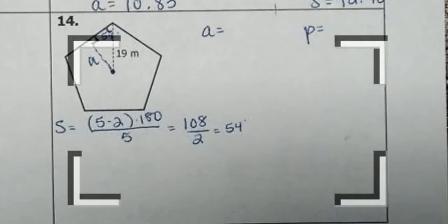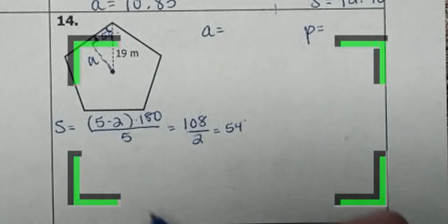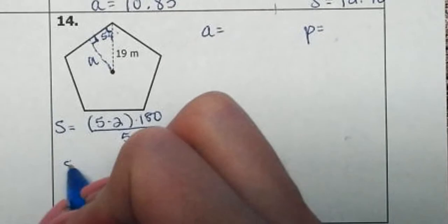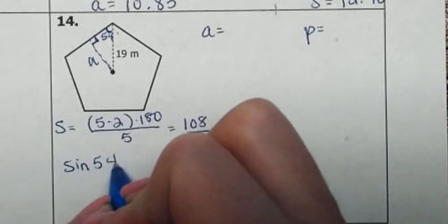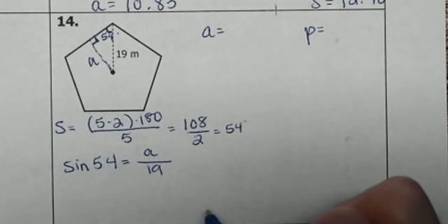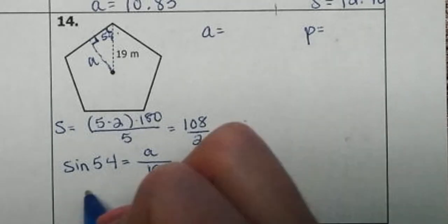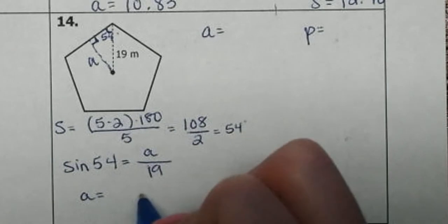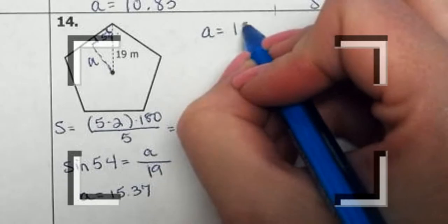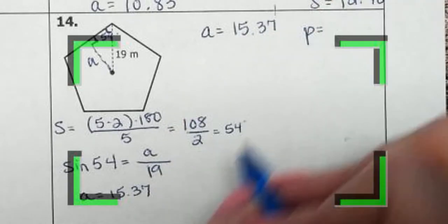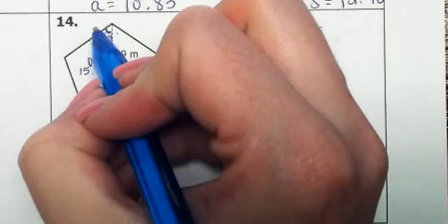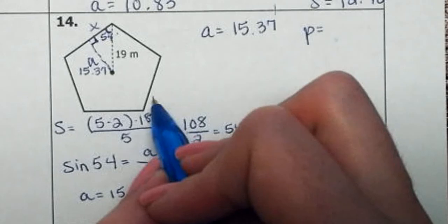We can use that information to find A. This is opposite. This is hypotenuse. So I have to use sine. Sine of 54 equals opposite over hypotenuse. So I gotta multiply it by 19. So A is gonna end up being 15.37. Okay. Now that I have this 15.37, I can find this other side using Pythagorean theorem.